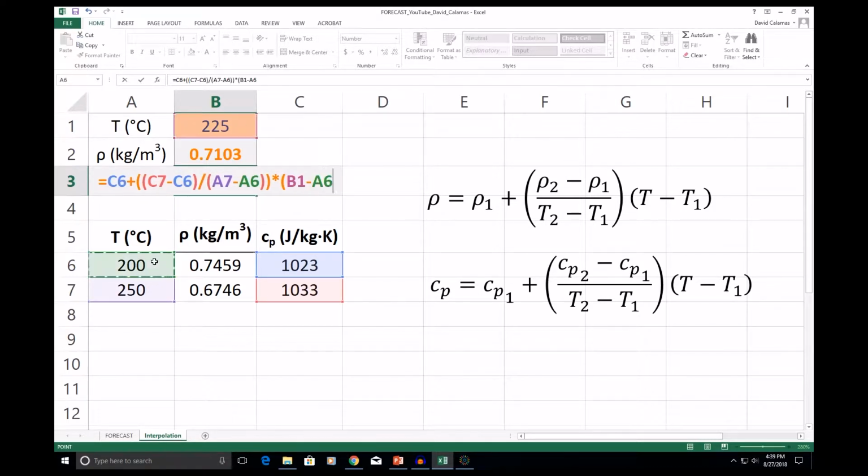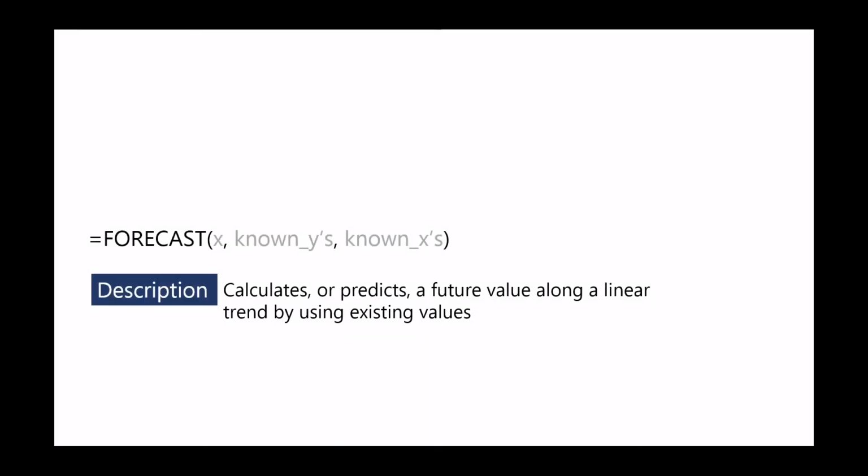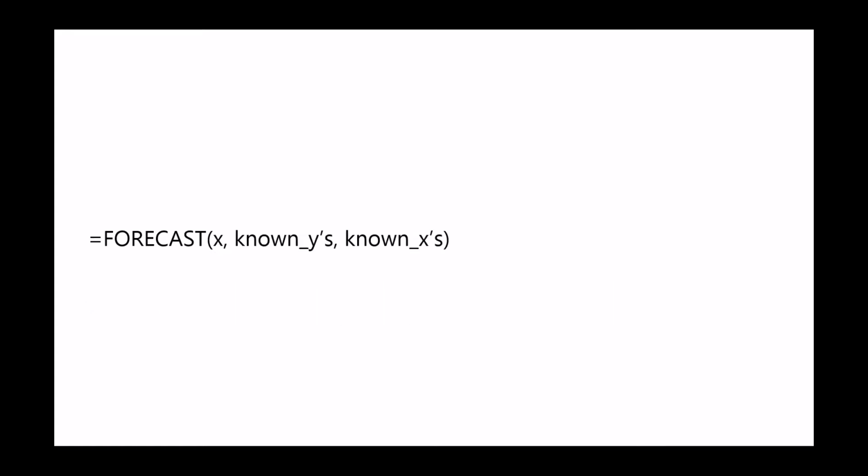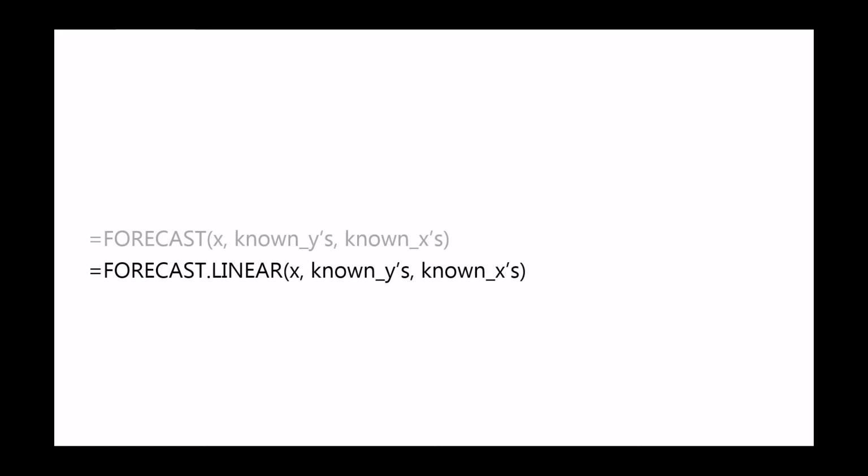Let's take a look at how we could use the forecast function instead. The purpose of the forecast function is to calculate or predict a future value along a linear trend by using existing values. Before we take a look at the different arguments in the forecast function, I want to make a quick note. In Excel versions 2016 and beyond, the forecast function has been replaced with the FORECAST.LINEAR function. Having said that, these two functions have the same arguments, and the original forecast function is backwards compatible.